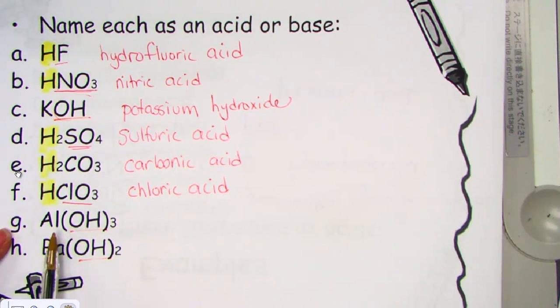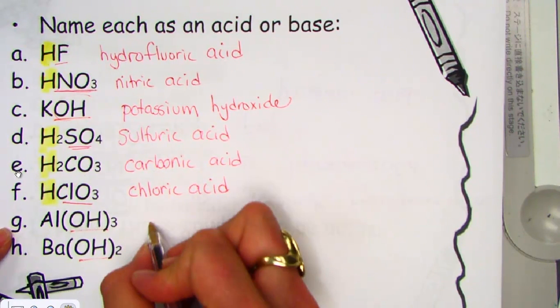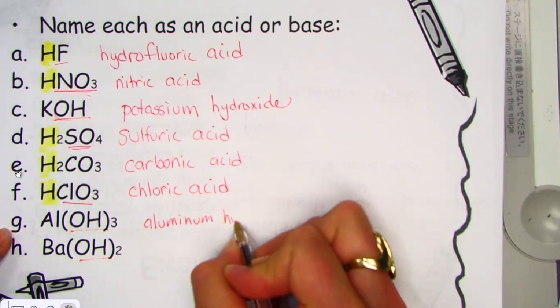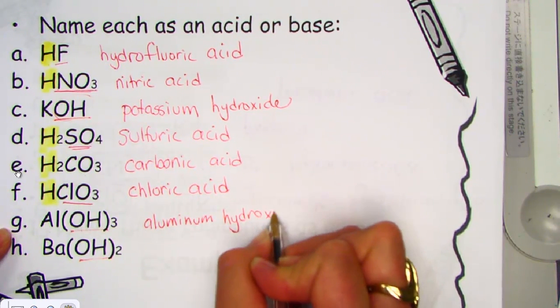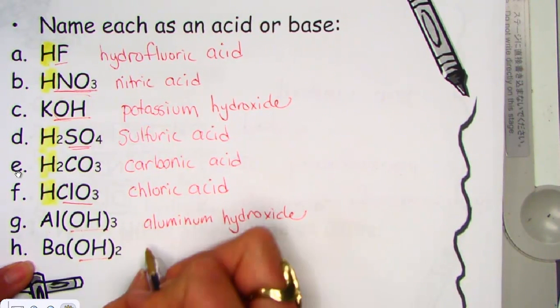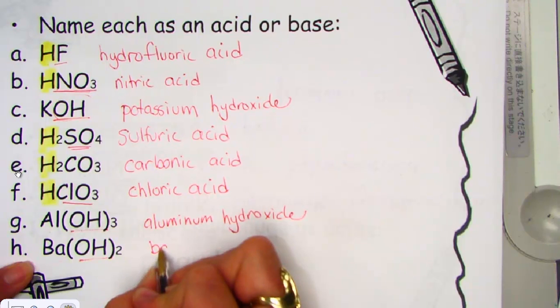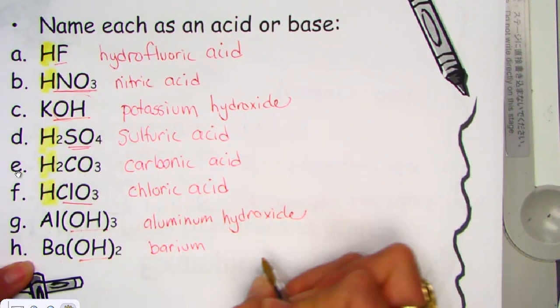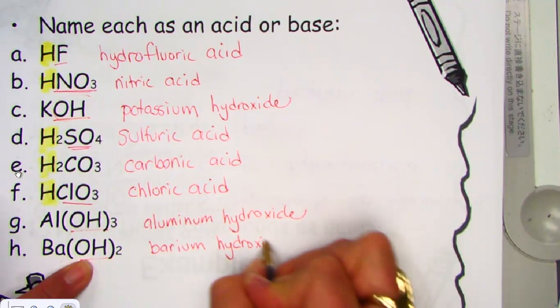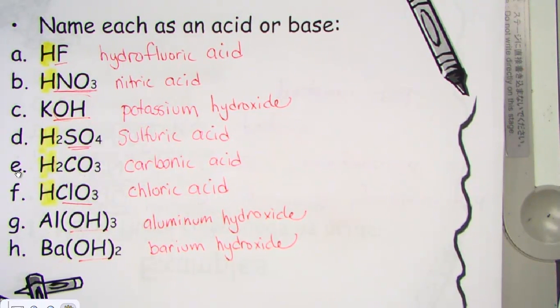Letter G, this is a base. Say the name of the metal ion and the last name hydroxide. This is called aluminum hydroxide. And letter H, same idea, saying the name of the element. Ba stands for barium. The polyatomic base ion called hydroxide, barium hydroxide.